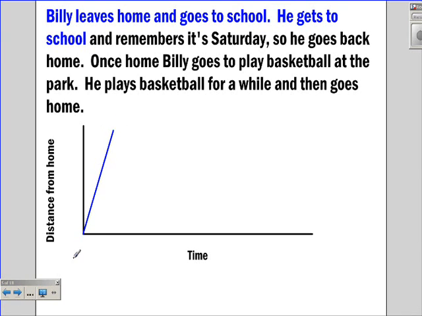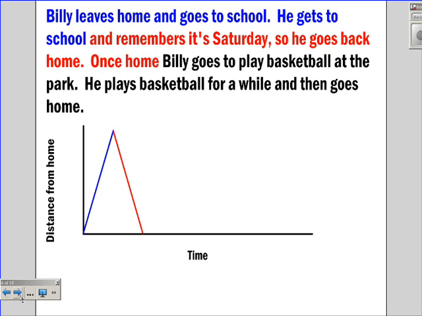I get to school. Then what happens? Am I there very long? No, I remember it's Saturday, so he goes back home. Oops, I made a mistake. So now I'm back at home. So time has gone by in my traveling to school and back home from school.